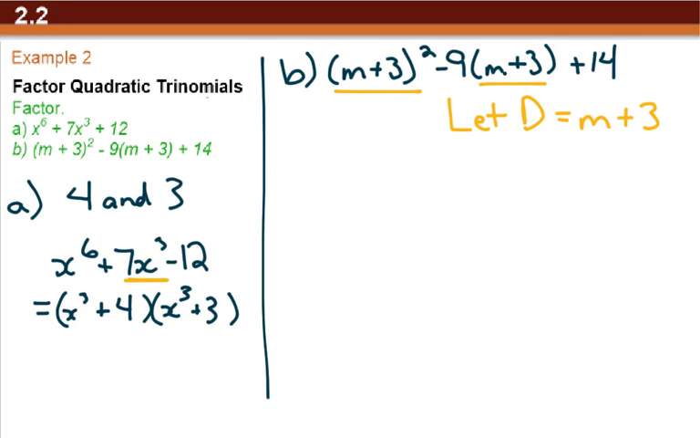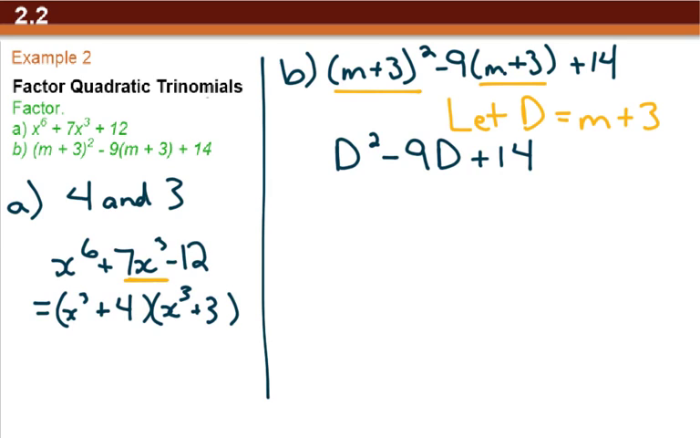If we go back to that original question and we put in d where m plus 3 was, this actually becomes d squared minus 9d plus 14. This is a little bit easier to look at, this is a little bit more familiar.